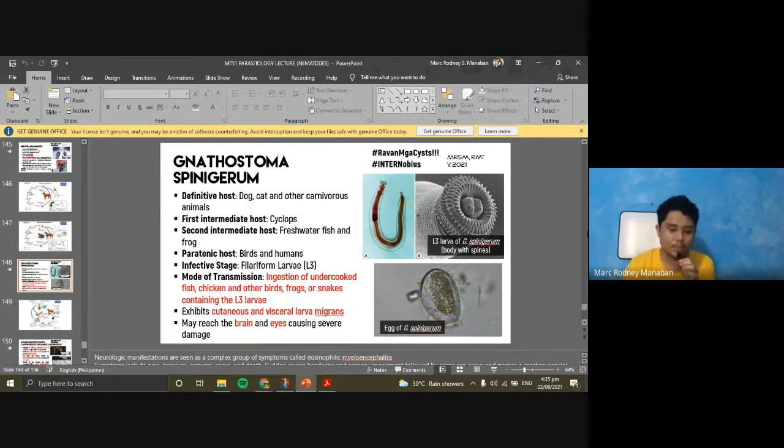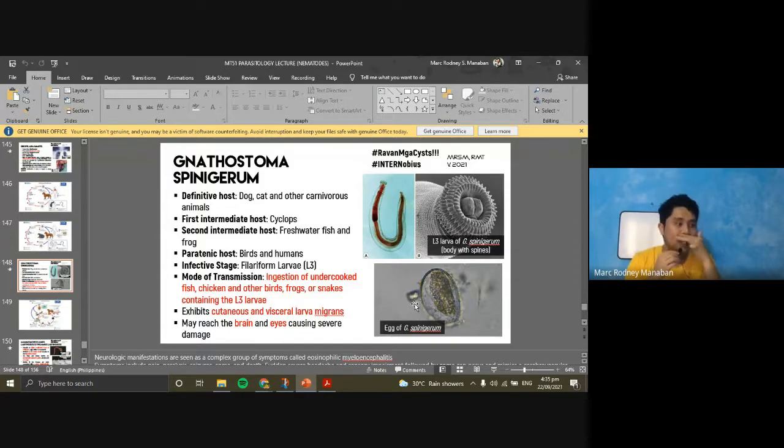Ayan. So here's an example of the worm, of the larva, of G. spinigerum. So as you can see, the body is covered with spines. No, nasa spines. All right. So dili siya, lahi ni siya with Acanthocephala. Don't be confused. Acanthocephala, ilang head ang na-spine, all right? But for Gnathostoma spinigerum, it's all of their body ang na-spine, okay? And this is the egg of G.